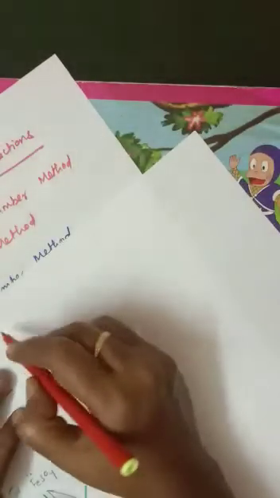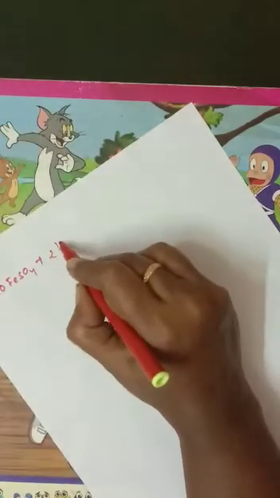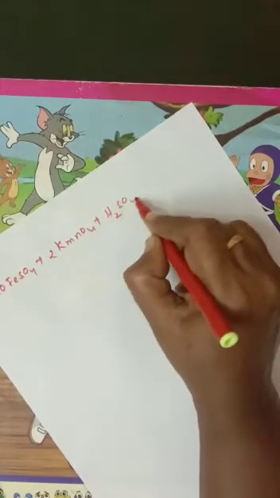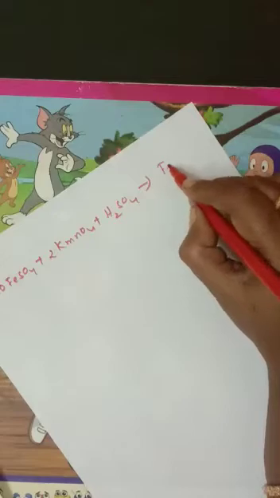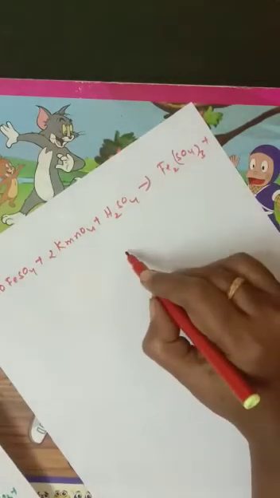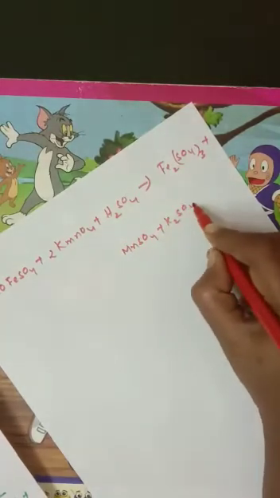and the fifth step now we are going to multiply by everything. See here I am writing this equation once again. 10 FeSO4 plus 2 KMnO4 plus H2SO4 gives Fe2(SO4)3 plus MnSO4 plus K2SO4 and H2O. So we are balancing here.